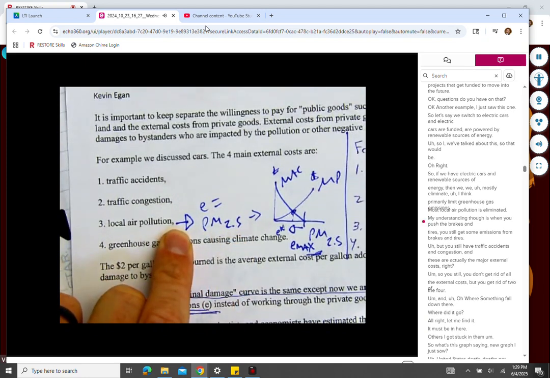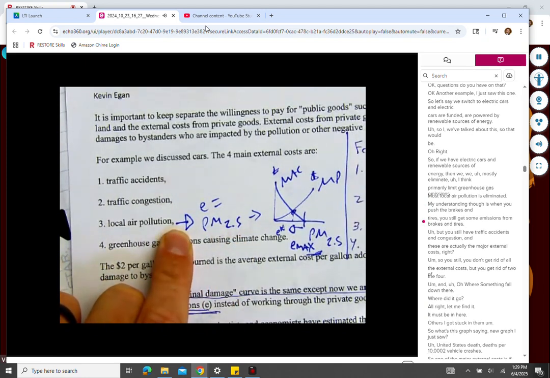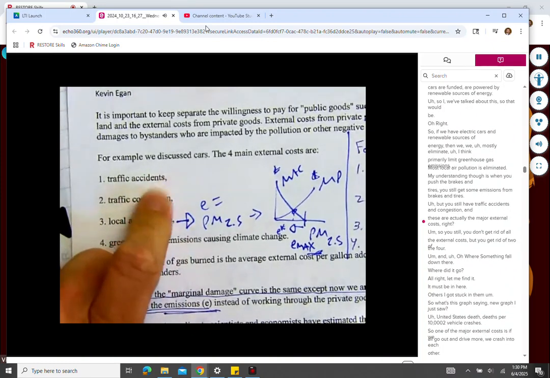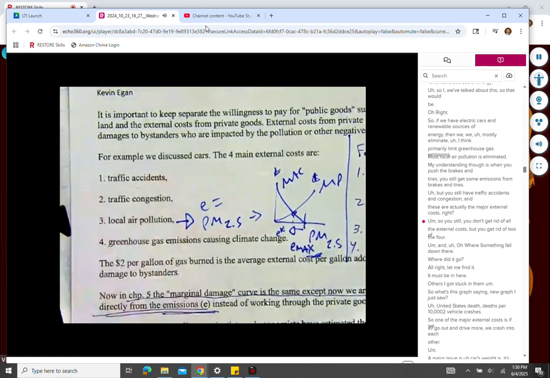My understanding, though, is when you push the brakes and tires, you still get some emissions from brakes and tires. But you still have traffic accidents and congestion. Right? These are actually the major external costs. So you don't get rid of all the external costs, but you get rid of 2 of the 4.